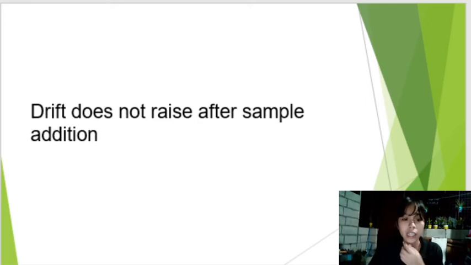Drift does not change or does not raise after the sample addition. Alam naman po natin na dapat pag nagdagdag po tayo ng sample, tataas po yung drift niya. If the drift stays at 1,000 microgram per minute at hindi po siya tumaas sa 1,5 microgram per minute, baka po yung nilagay po natin ay low water content. Dahil kapag low po yung water content, magiging low din po yung drift.